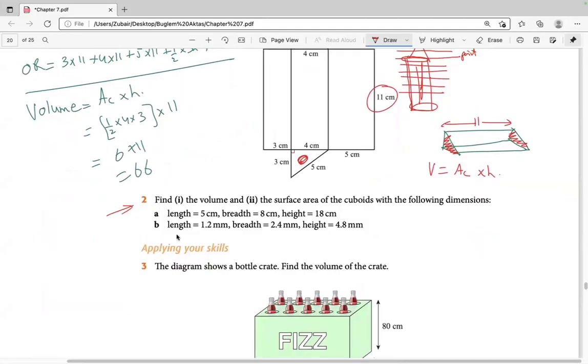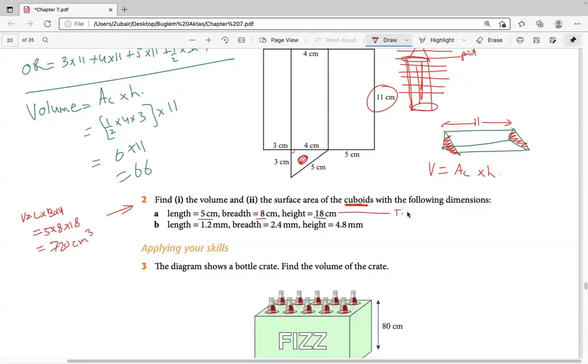Question number 2. Find the volume and the surface area of cuboids with the following dimensions. Now we have the dimensions already and they are cuboids. So volume is length into breadth into height. So 5 into 8 into 18. That's it. So 720. And the unit is centimeter cube.